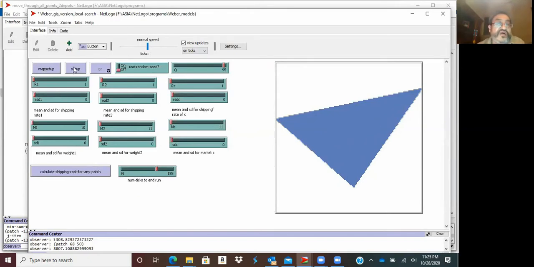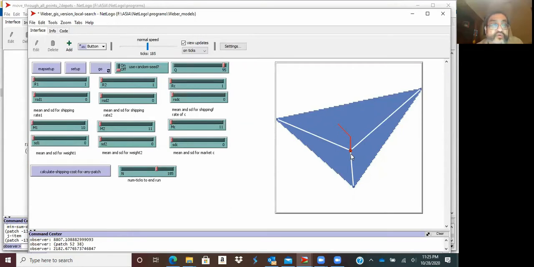Okay, so I can start at a random location within the triangle, this random location. After I let it go, you can see it begin to look for the location where the total shipping cost is minimum. Now, this is the best location.